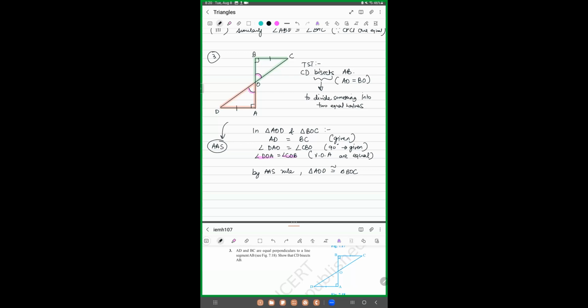Fine. So by AAS rule, they are both congruent. Okay. Now, if they are congruent, therefore, corresponding parts of congruent triangles are equal. That implies AO is equal to BO, hence proved. This is what we had to prove, right? We had to prove that AO is equal to BO.